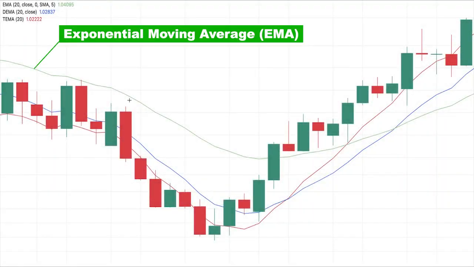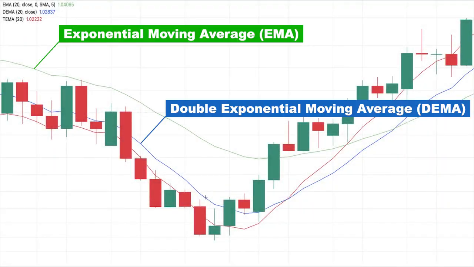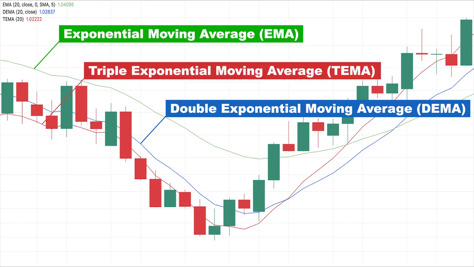The green line is exponential moving average, the blue line is double exponential moving average, and the red line is triple exponential moving average. Three of these exponential moving averages have the same length of look-back period, but you can clearly see how the triple exponential moving average moves with lower lag and responds to the price action faster, but still it keeps the smoothness of a moving average line very well.